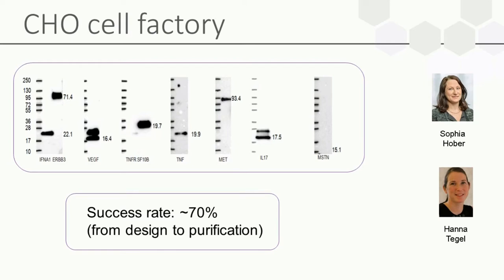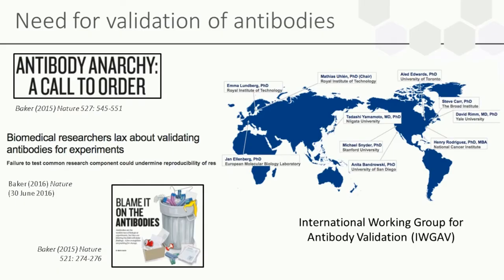This project is advancing in a very nice way. We have a success rate of approximately 70% from design of the gene to the purified protein, and we are now trying to produce all the human proteins that are secreted.